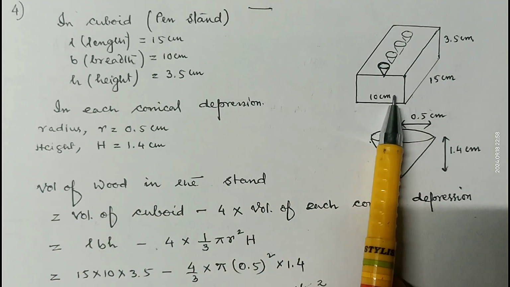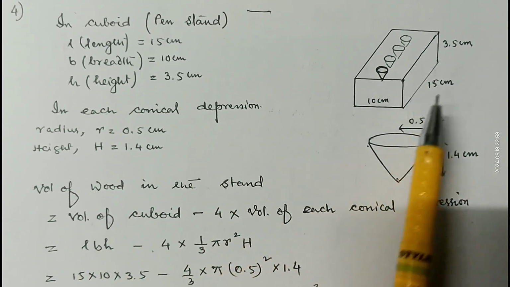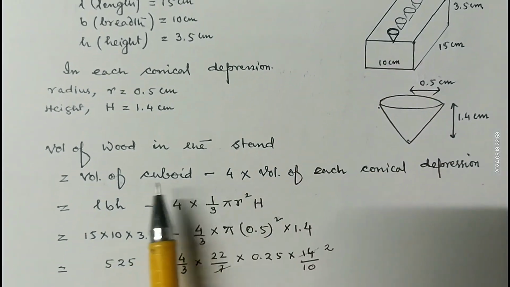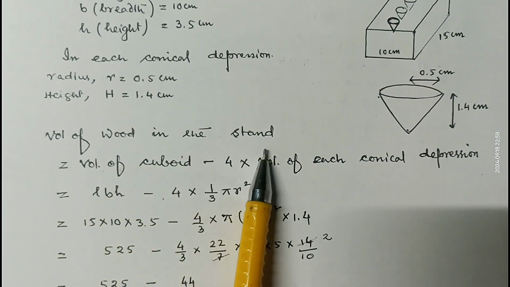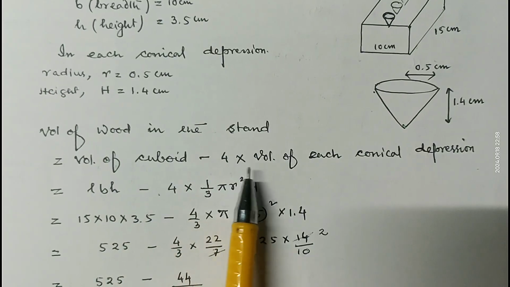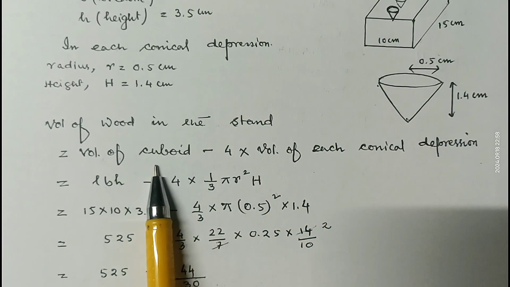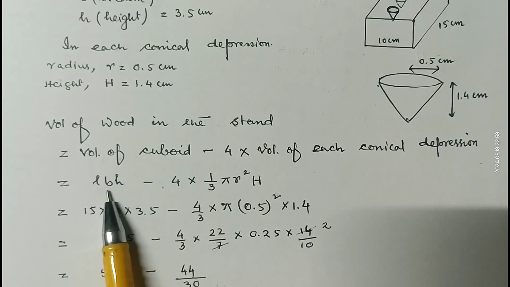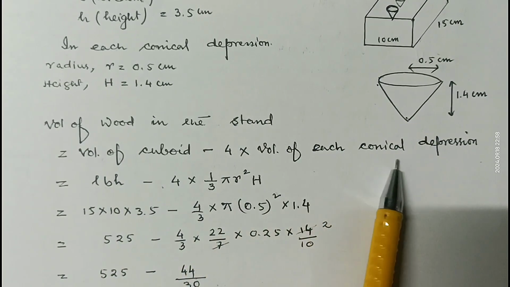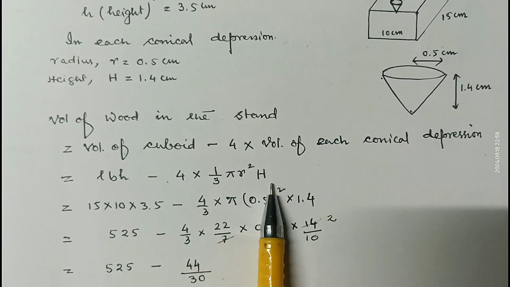Now we have to find the volume of the wood in this stand. So volume of wood in the stand will be volume of cuboid minus volume of 4 cones. So we can write here volume of wood in the stand equals volume of cuboid minus 4 into volume of each conical depression. Now in case of cuboid, volume is length into breadth into height, minus 4 into volume of each conical depression. For each cone, volume is 1 by 3 pi r square h.